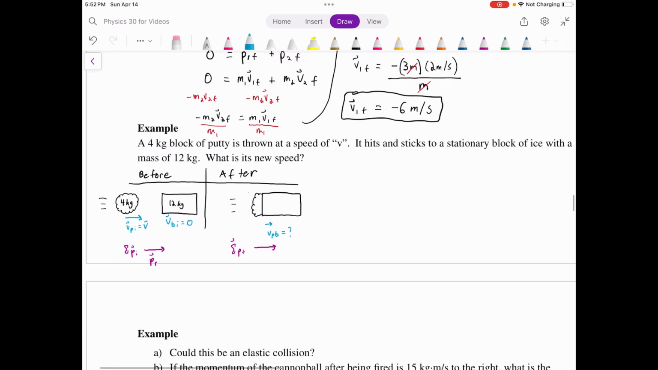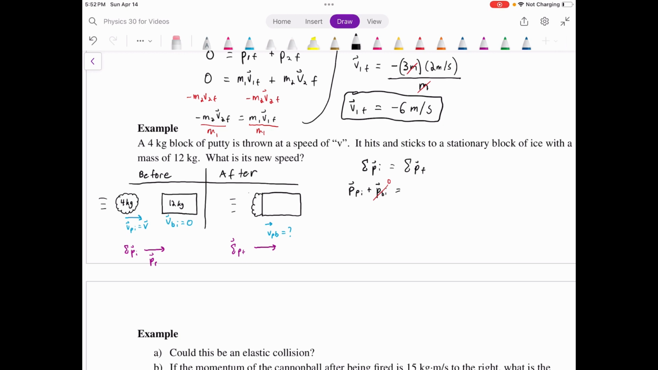Now, we're always going to start simple here, right? What's the basic idea that we're going to apply to solve this? The basic idea is that the total initial momentum will equal the total final momentum. So initially, we have kind of two objects here. We could think of it that way. We've got the putty ball and we've got the block of ice. Now, the block of ice isn't moving, so its velocity is 0, so the momentum is 0, right? Mass times velocity. If the velocity is 0, then momentum is 0.